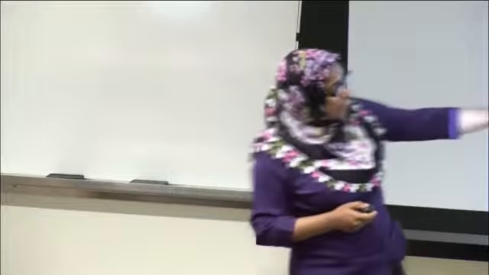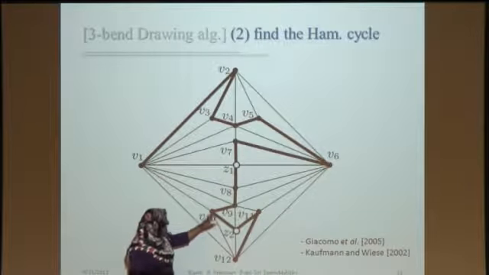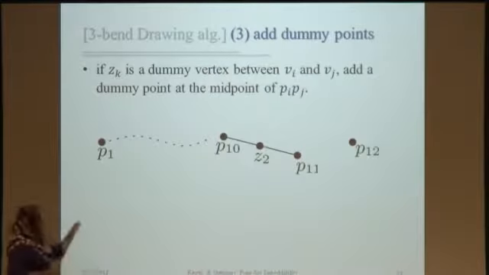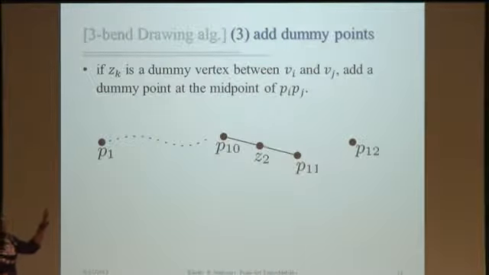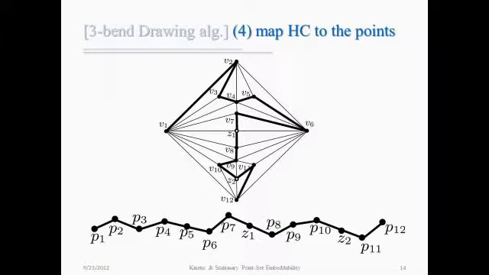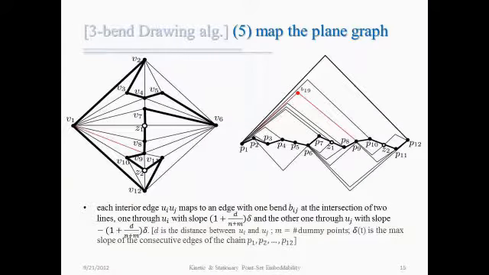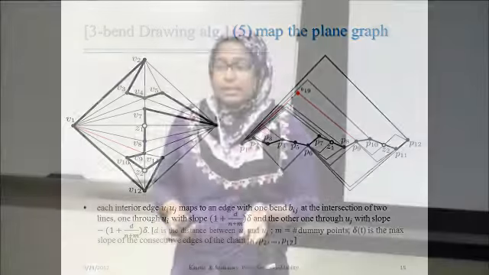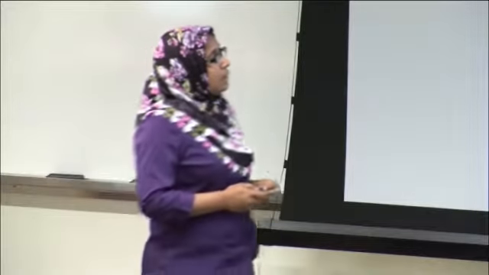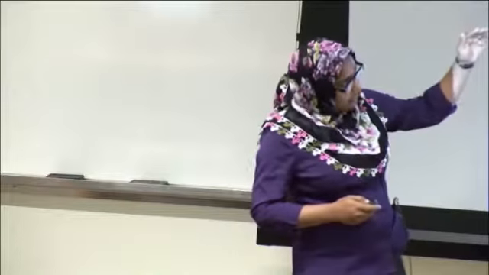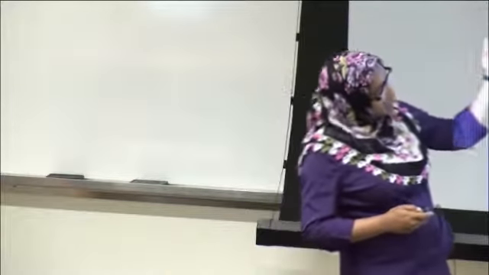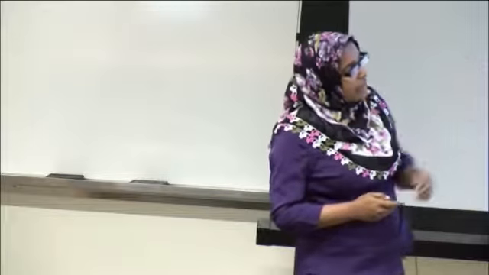And when there is a dummy vertex between here, 10 and 11, we have to take the middle point of the line segment P10 and P11 and insert a dummy point there so that we can map the dummy vertex. So here's the Hamiltonian path. The next thing is you have all the internal edges that are inside the cycle and the external edges that are outside the cycle. You put the internal edges above the chain and map the external edges below the chain.